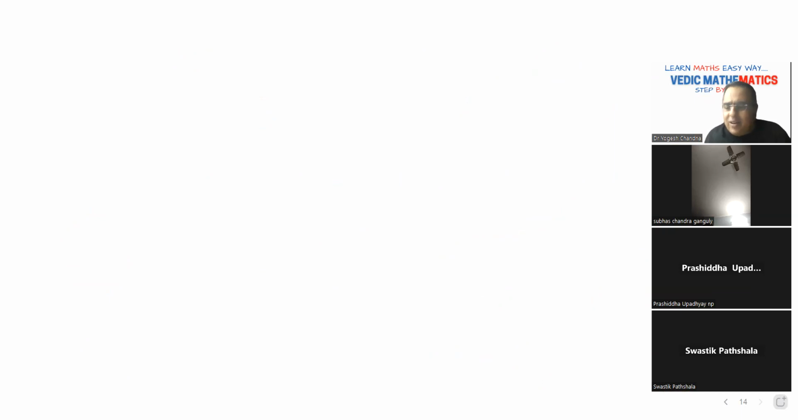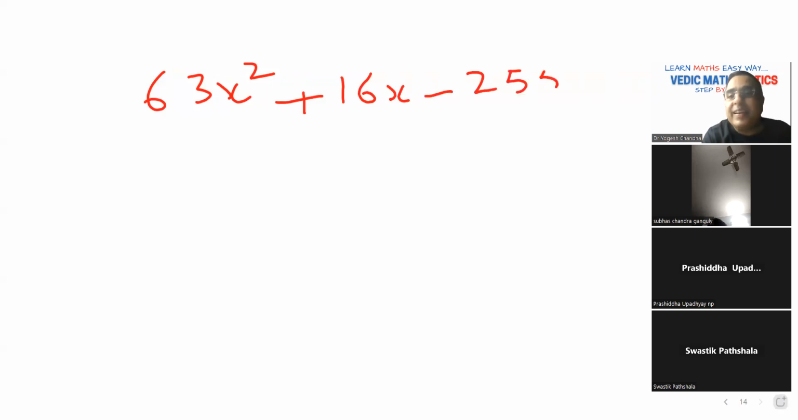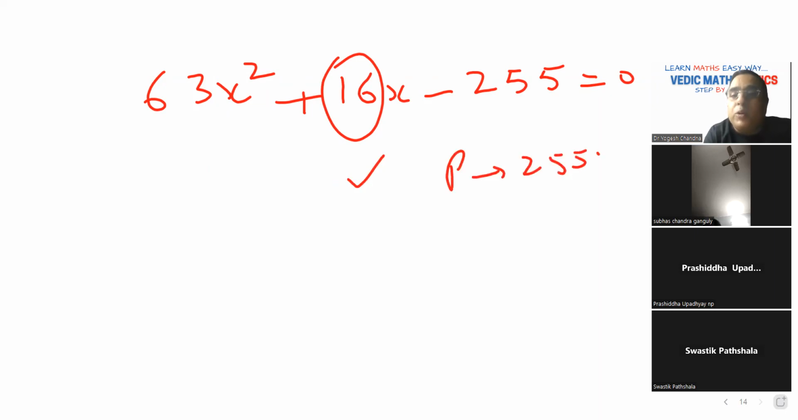Yes, is it clear or not? One more I'll show you. 63x² plus 16x minus 255. So that means we need a sum or difference of 16 and a product of 255 into 63. Very difficult. Again, to calculate is itself difficult because it will take so much time to multiply. Not required.